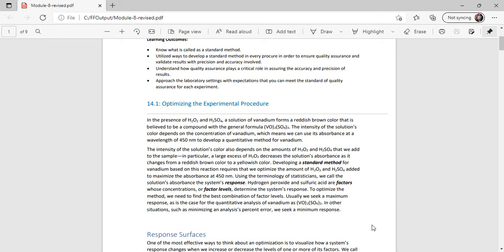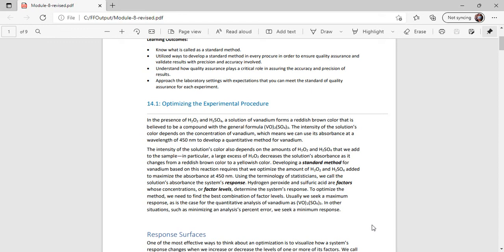Using the terminology of a statistician, we call the solution absorbance the system's response. Your hydrogen peroxide and your sulfuric acid are the factors, and their concentrations, or your factor levels, determine your system's response. To optimize the method, we need to find the best combination of your factor levels. Usually, we seek a maximum response, as in the case of your quantitative analysis for your vanadium as VOSO4, vanadium oxide and your sulfate. In other situations, such as minimizing the analysis percent error, we seek a minimum response.